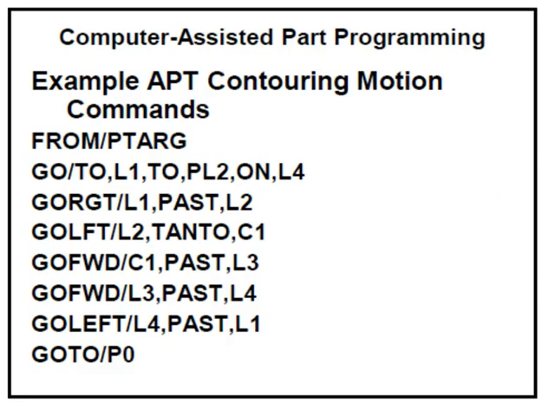For example, APT contouring motion from P target go slash to the L1 to the plane 2 on L4. Okay, so from the target point go near to L1, then from that to the plane 2 you have to go, then on behind the check post it has to go, behind the L4 it has to go. Similarly, go right, go left, go forward, and the program has been written for the milling operation similarly.